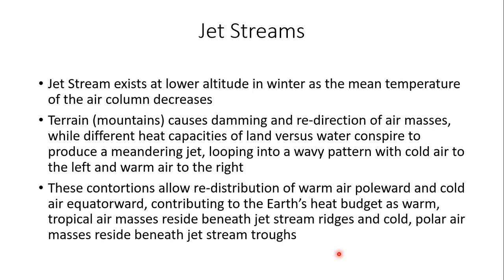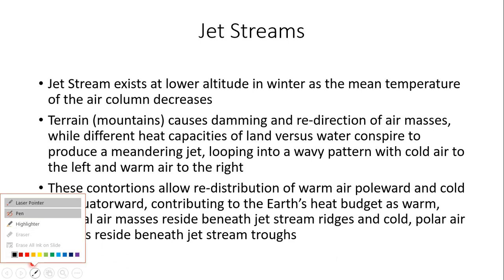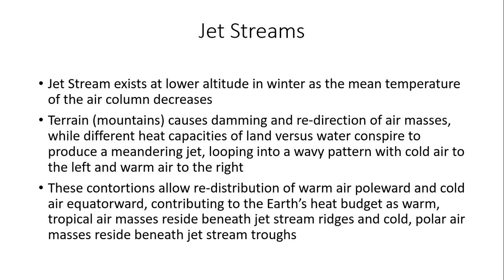This is all about the Earth's heat budget. It's all about redistribution of heat from the tropics to the polar areas and the cooler air from the polar areas towards the tropics. So these jet streams exist to help redistribute Earth's heat budget. Tropical air masses tend to reside beneath jet stream ridges, and cold polar air masses tend to reside beneath jet stream troughs. So in general, if I were to draw, let's draw a jet stream axis.